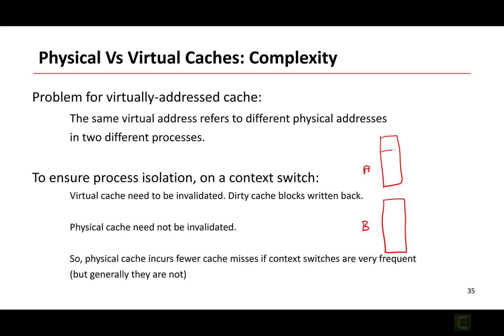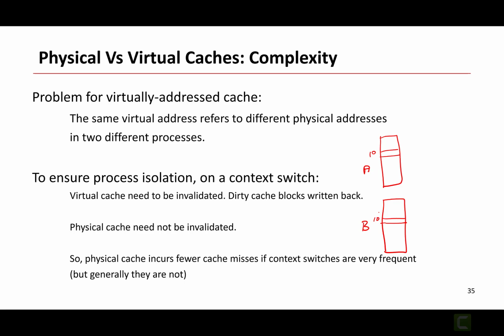Now, let's say I have a virtual address 10, and I can have a virtual address 10 in both processes, because keep in mind that virtual addresses are defined by the ISA. So A and B can both access virtual addresses that range from 0 to 2 to the power of 64 in the case of a 64-bit ISA.